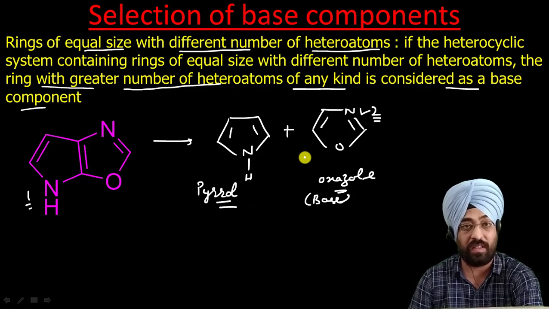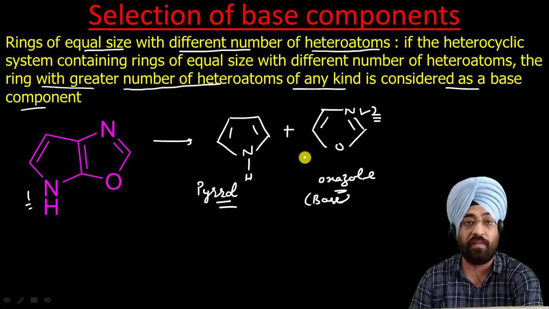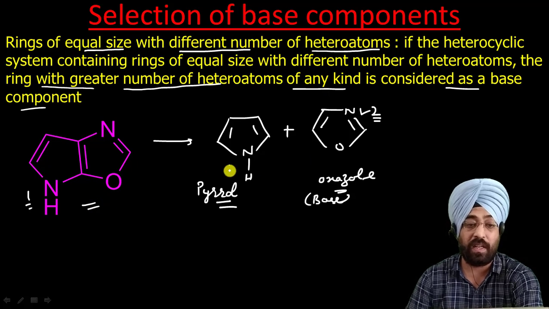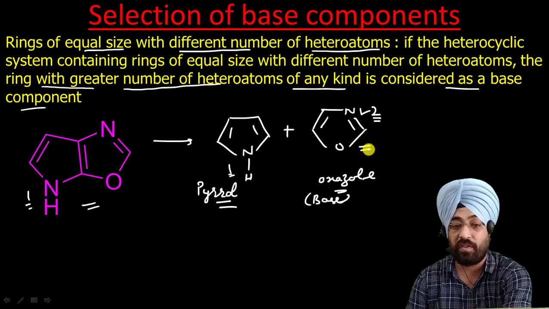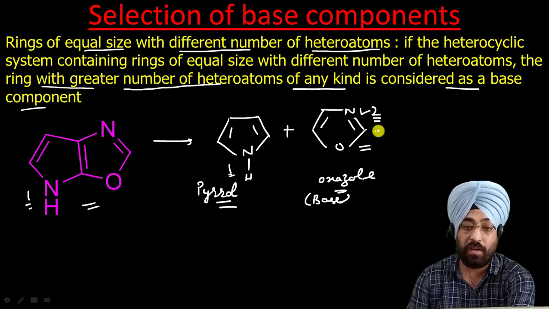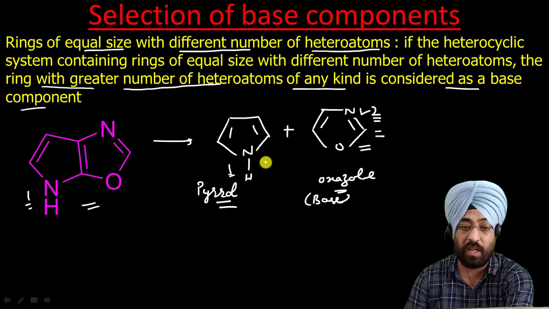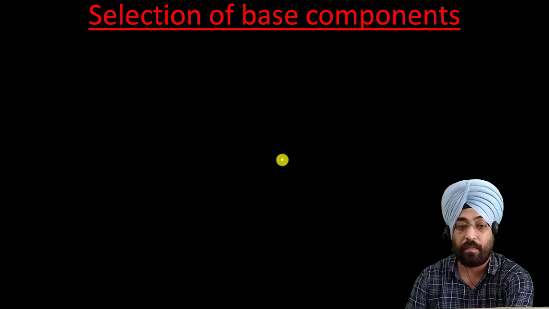This rule is quite simple. If we have two rings of the same size but they contain different numbers of heteroatoms, then we have to choose that ring as the base component which contains the greater number of heteroatoms. Like in this example, this ring contains one heteroatom, it contains two heteroatoms, so we have chosen the ring with two heteroatoms as the base component because the number of heteroatoms in this ring is more than this ring.